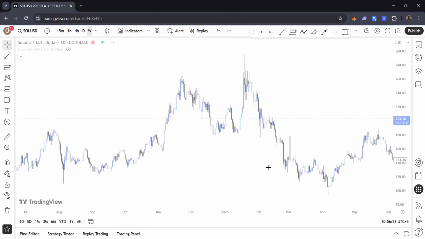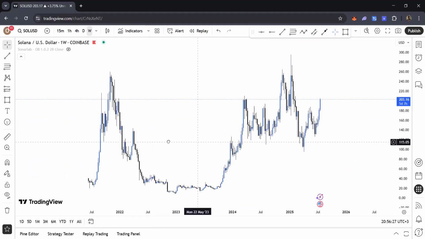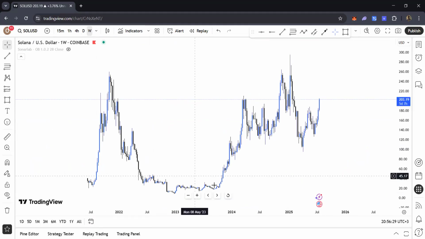The weight is there, yes, but this was $30 around here. That's when I started buying. And now, of course, we have that movement to the upside.